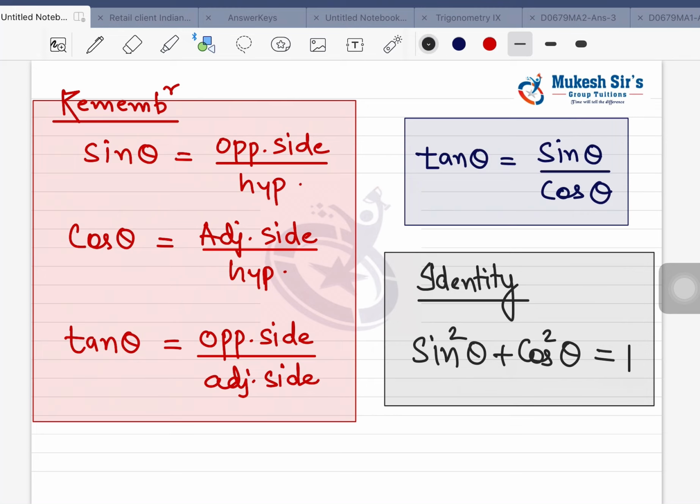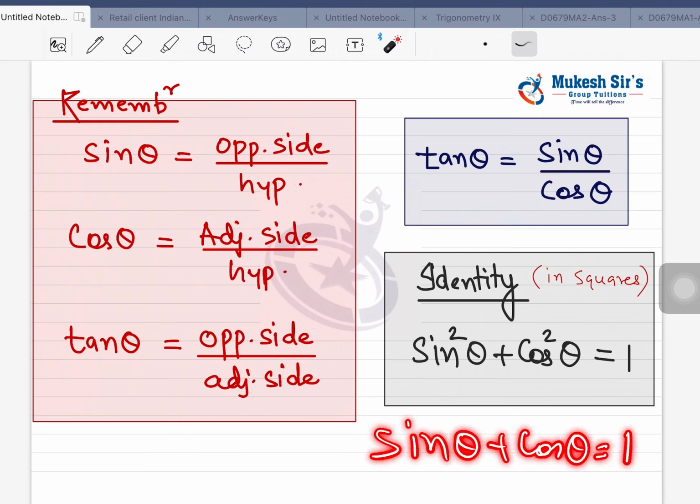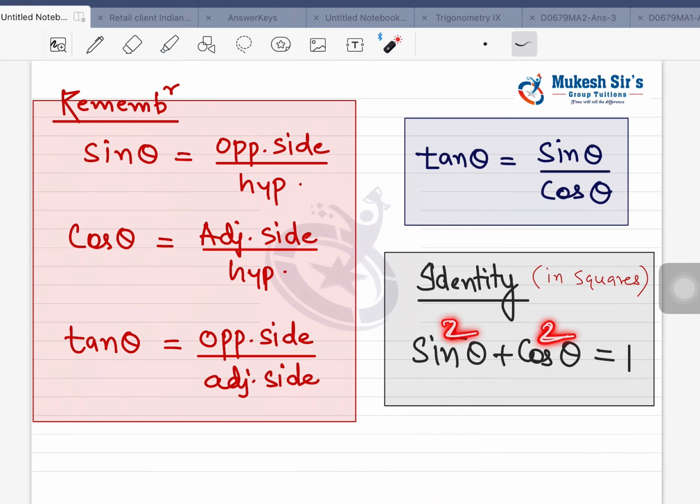Remember this identity is applicable only in squares. याद रखो स्क्वायर में होना चाहिए. It should be in squares. नहीं तो identity यूज नहीं कर सकते. You cannot say sin theta plus cos theta is 1. वो square होना चाहिए. If you write sin theta plus cos theta is 1, then this is wrong. Okay, it should be square, square, square. Sin square theta plus cos square theta is equal to 1.